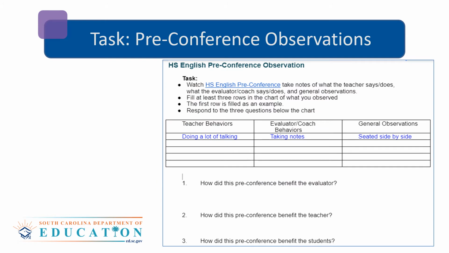Your task while watching the pre-conference is to enter in this document how the teacher and evaluator behave or interact. You must also note general observations. An example for each column is given. Please fill in 3 more rows. After watching, respond to the 3 questions below the chart. You will find this document in the asynchronous platform.